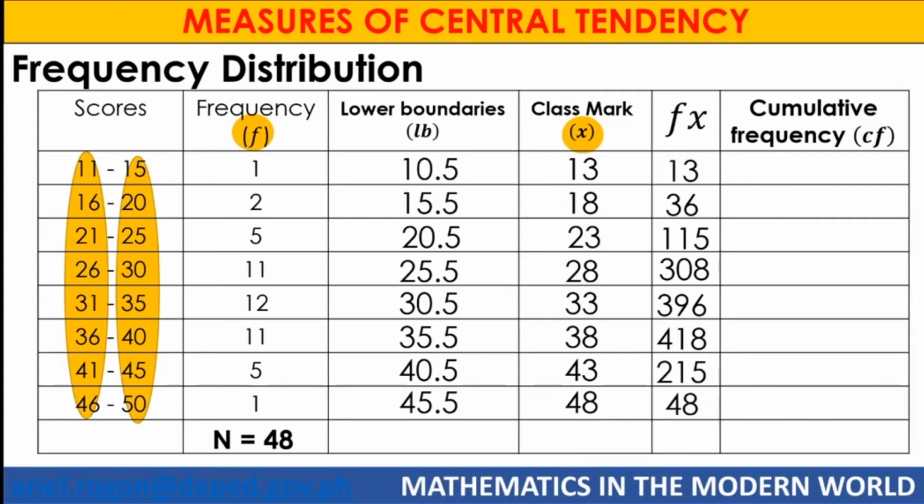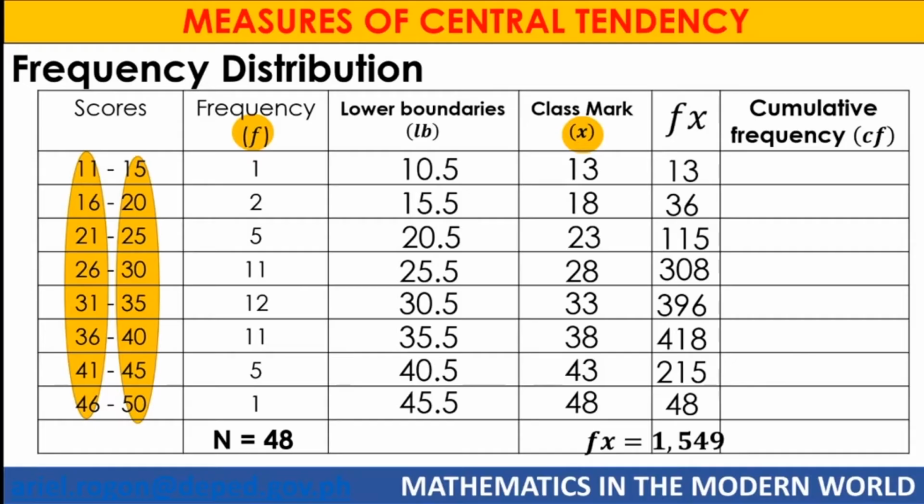Now, later, in the formula for getting the mean, median, or mode, we are going to use the summation of fx. So, we're going to add all of this one. So, 13 plus 36 plus 115 plus 308 plus 396 plus 418 plus 215 plus 48, and that is the summation of fx, which is equal to 1,549.